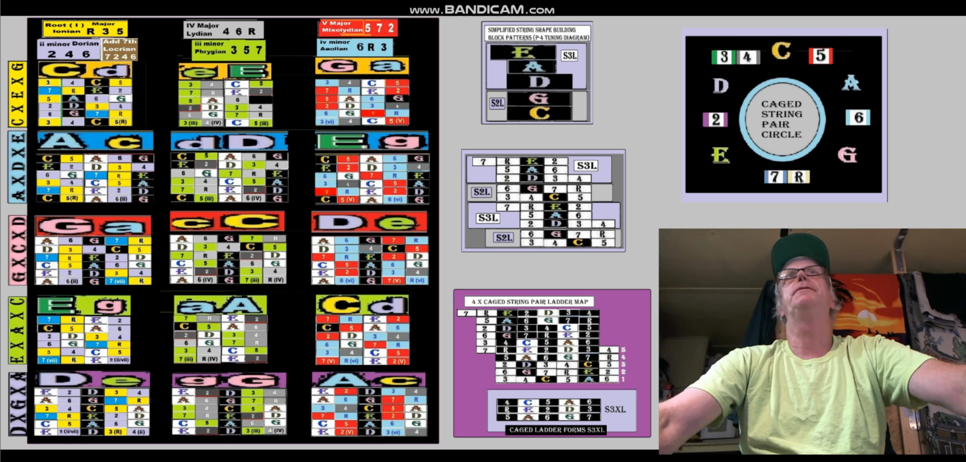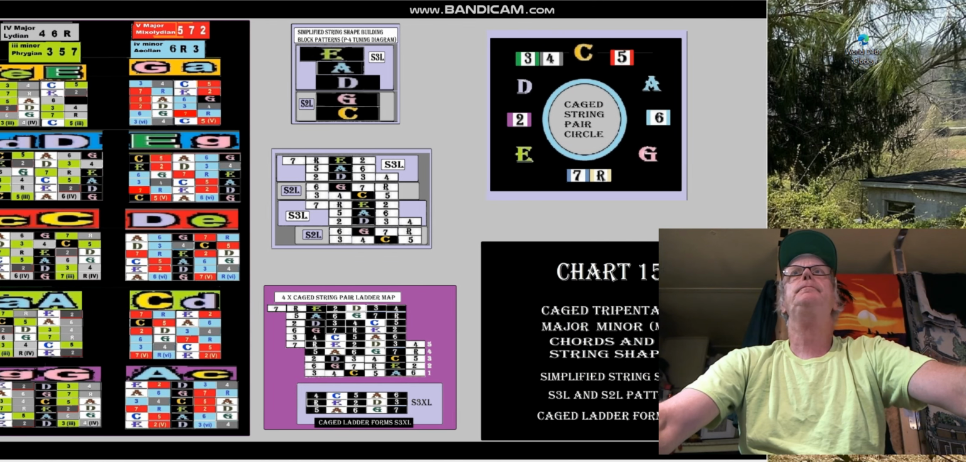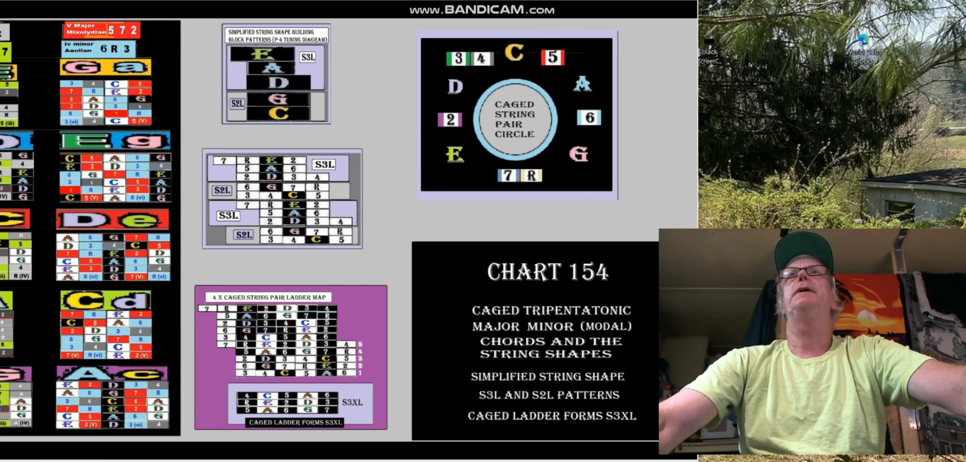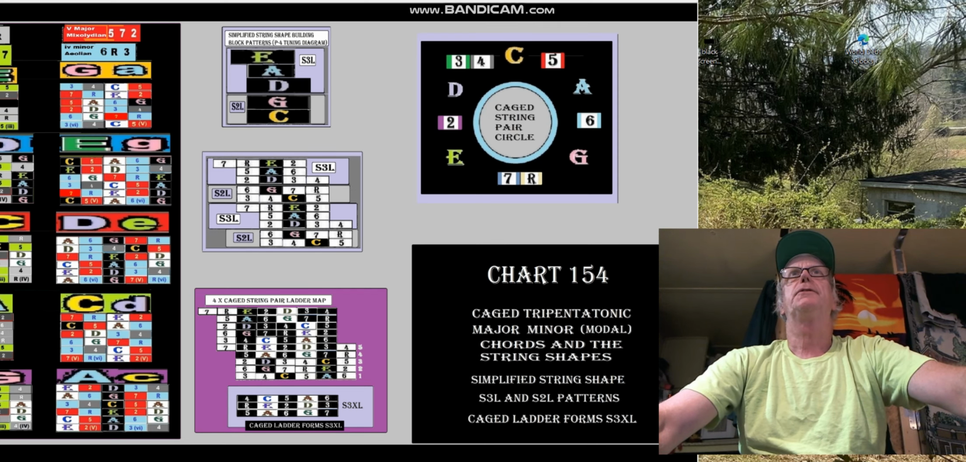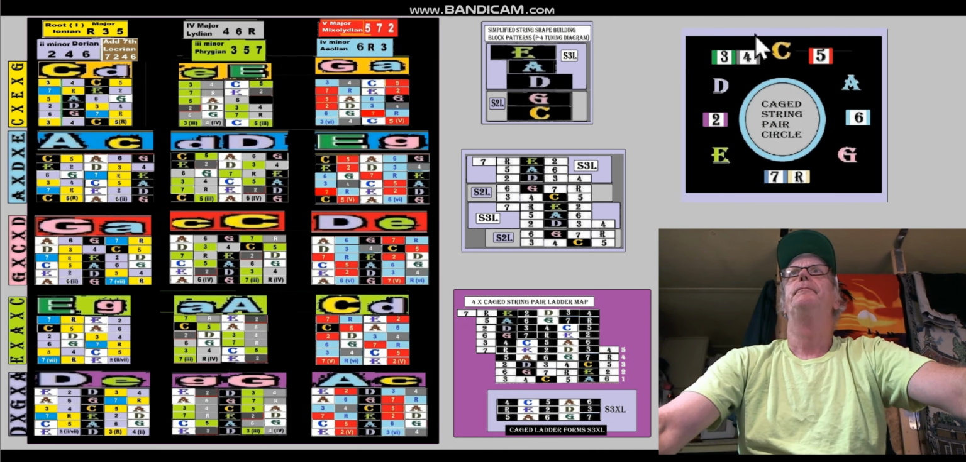This is chart 154, rather. Cage, pentatonic, major, minor, modal chords, and the string shapes, simplified string shape, S3L and S2L patterns, that's right here, and cage ladder that forms the S3XL, that's down here. So that's 154, and then for fun I threw in a cage string pair circle. Hopefully that'll help us with this diagram down here.